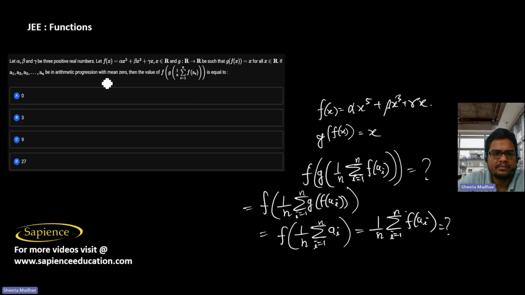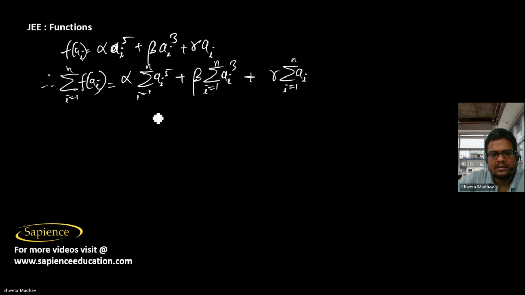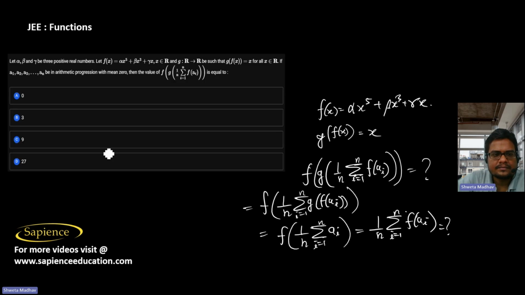So it is told that their arithmetic mean is 0 only. So it means that we have the same number of negative terms as the number of positive terms. So the sum of the positive terms should be equal to the sum of the negative terms. So this will be equal to 0 only. So alpha into 0 plus beta into 0 plus gamma into 0, so that will be 0. So option A is the correct answer.